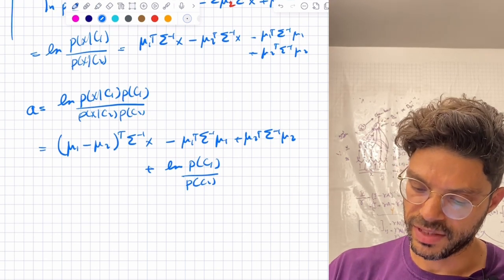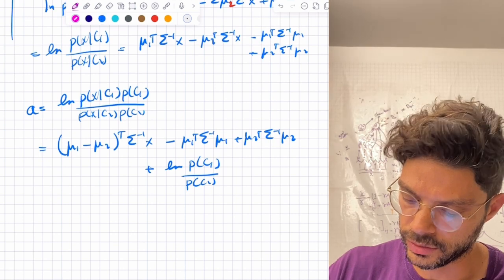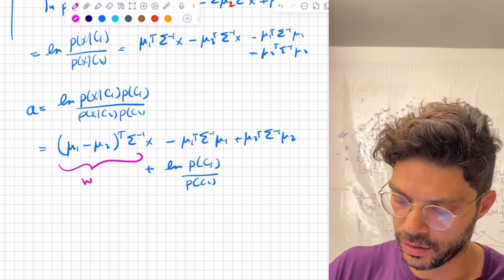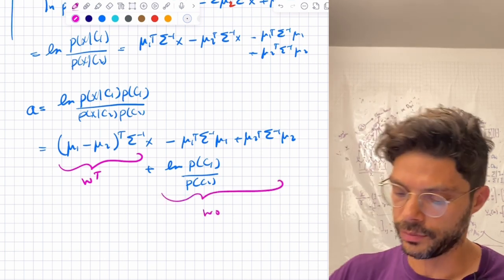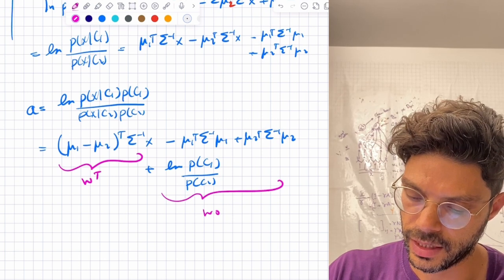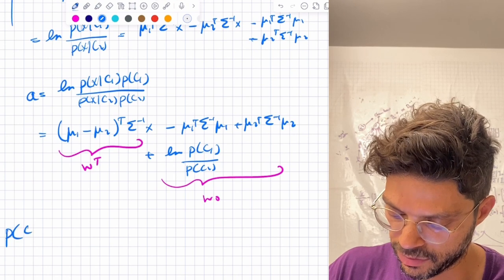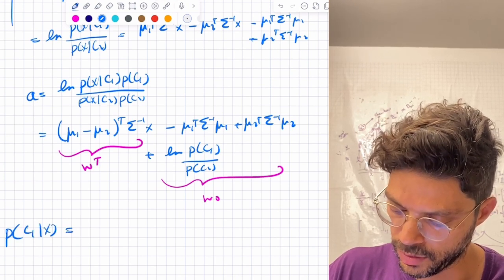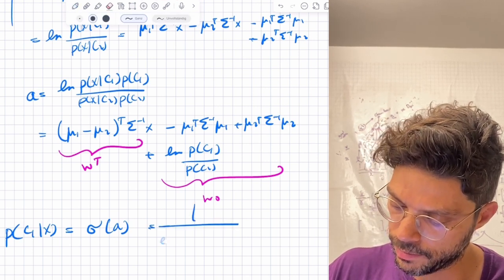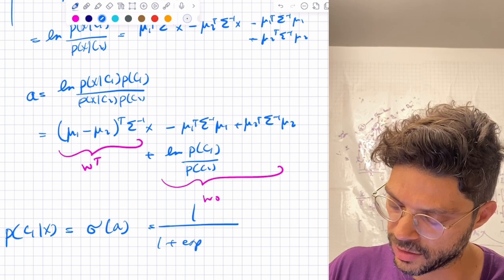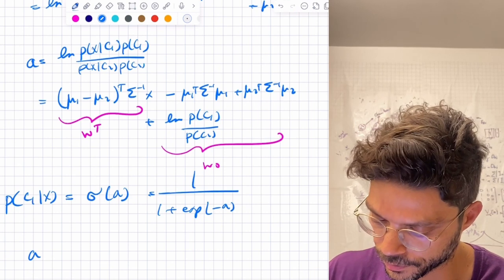Good. So basically what we get is that this is going to be called W transpose, and then this is going to be called W0. So we get that the probability of C1 given X is going to be the sigmoidal function of A, which is 1 over 1 plus e to the minus A, and A is a linear function, right?